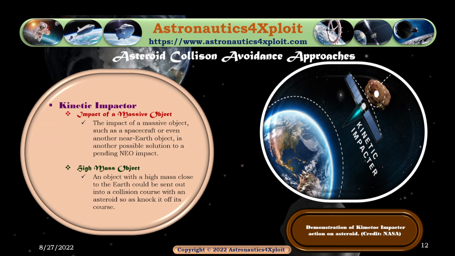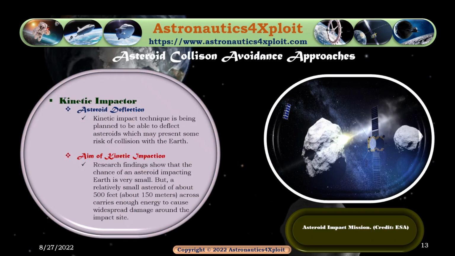The impact of a massive object, such as a spacecraft, or even another near-Earth object, is another possible solution to a pending near-Earth object impact. An object with a high mass close to the Earth could be sent out into a collision course with an asteroid so as to knock it off its course. This picture shows demonstration of kinetic impactor.